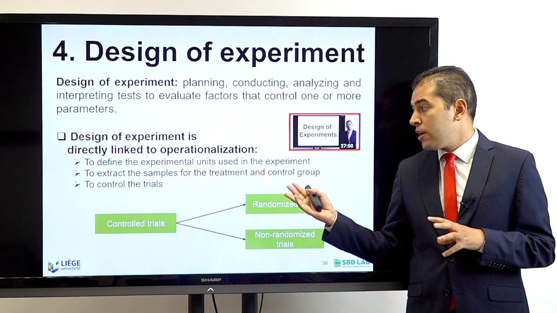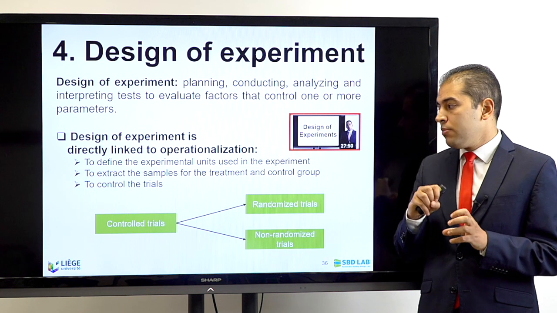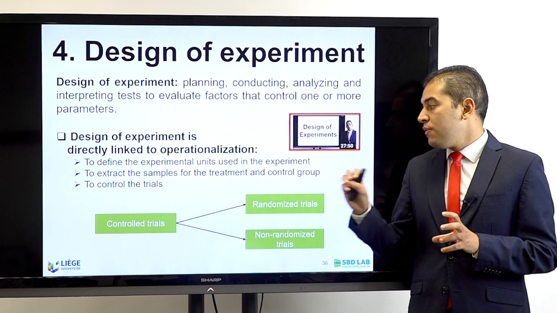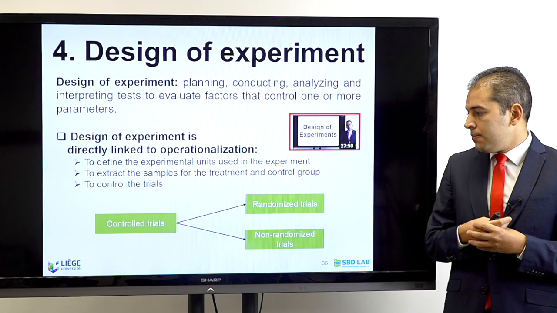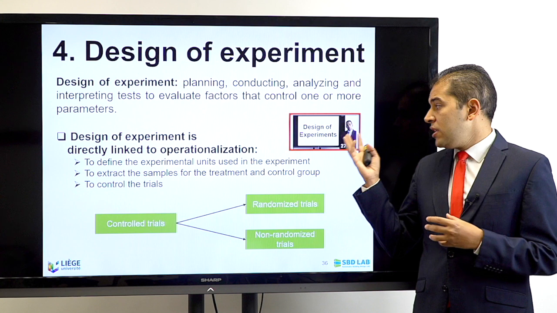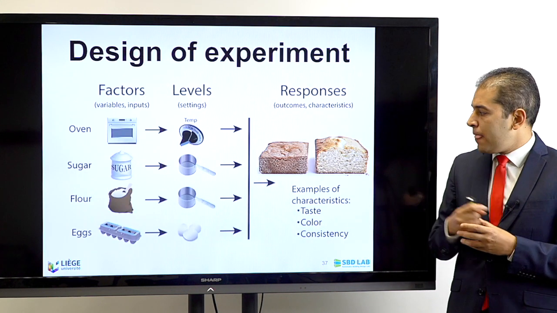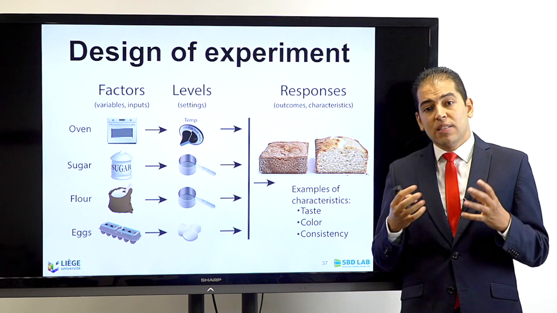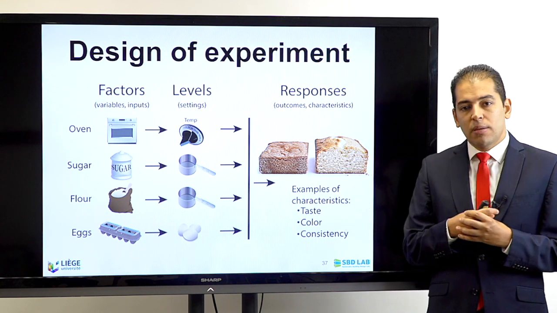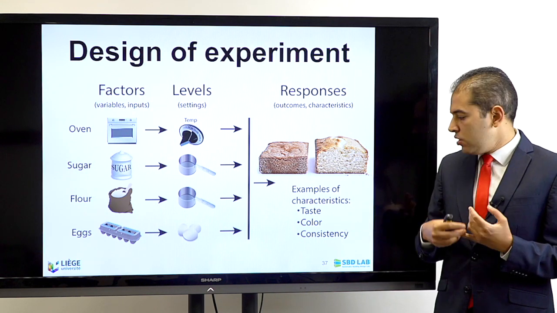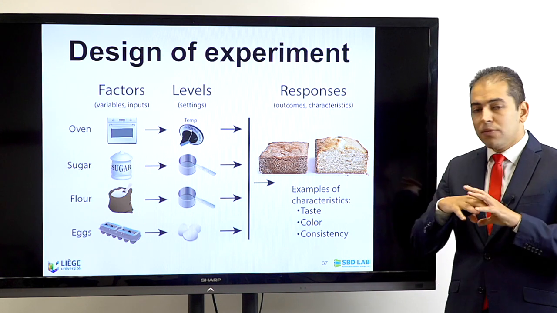It helps you to define the experimental units used in the experiment, and it helps you to extract the most important or the most effective samples for the treatment and control group to control the trials. So actually it's a very effective way, and in the presentation on design of experiment there is some example. But let me take you through this example. If I'm trying to conduct a test and build a correlation between the quality of a cake that I'm baking in relation to the taste, to the color, and to the consistency, I will have to define my different variables and I have to operationalize them.